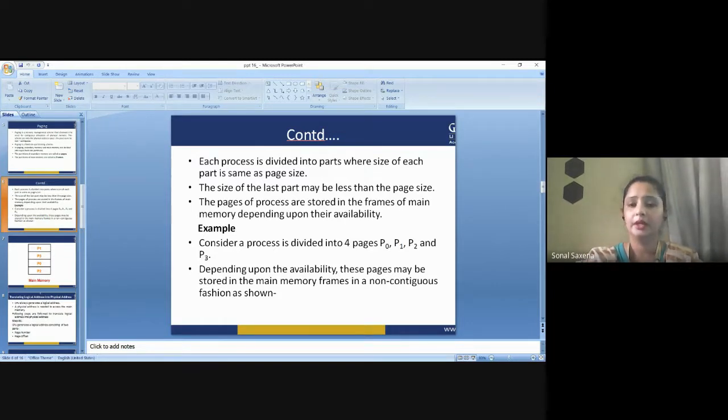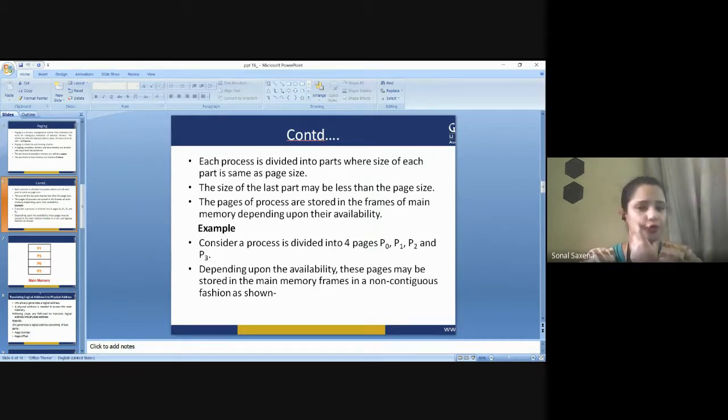Now, let's say some process comes and it is requesting some space inside your memory. How would you do that? Each process is divided into parts. We are going to divide a process also. There is a process and we divide it into modules, let's say 4 modules in one partition, 2 modules in one partition, like that. So every process is divided into parts where the size of each part is the same as the page size.